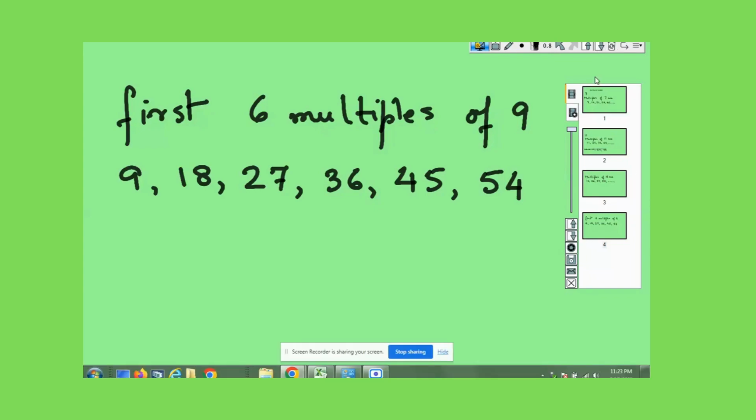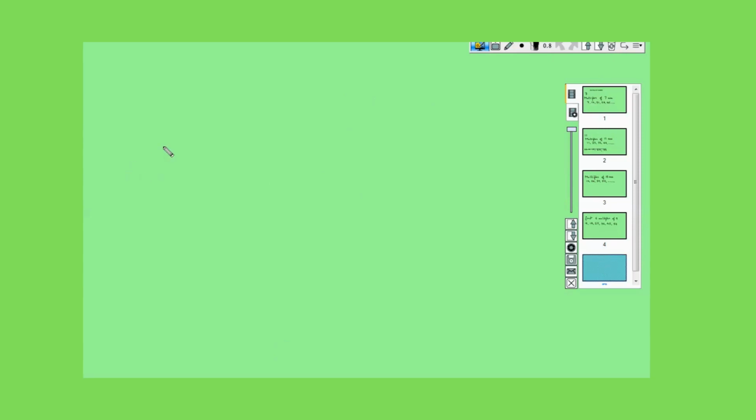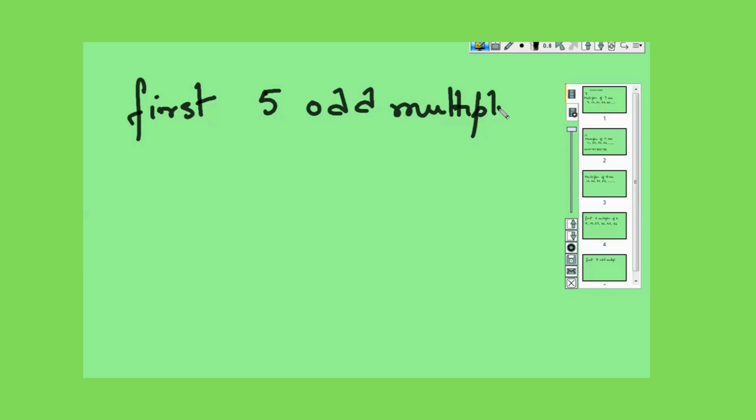Let's do another one, and then we'll understand. Suppose you are given a question: write down the odd multiples of 3, say the first 5 odd multiples of 3. How do you do this?